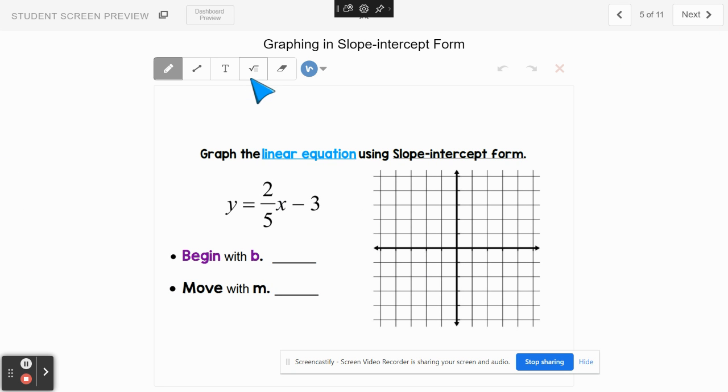Why don't you try another one? Why don't you try this one on your own? And then I'll go over it. Why don't you push pause and go ahead and do it on your screen. If you have it right, hopefully you set this up properly. -3 is our y-intercept. Begin with the b. Where does it go? -3. Then what's my slope? Up 2 over 5.